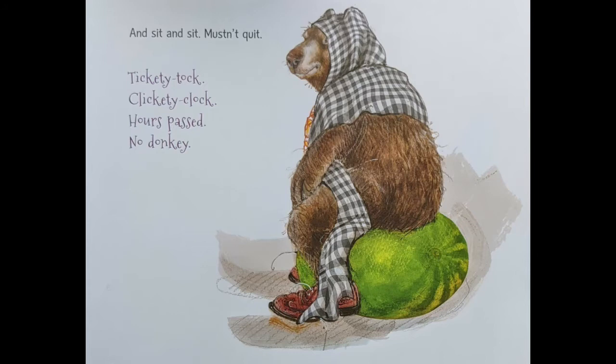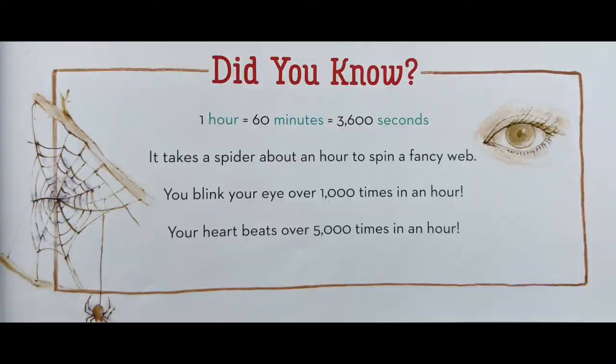Mustn't quit. Tickety-tock, clickety-clock, hours passed. No donkey. Did you know 1 hour equals 60 minutes, which is 3,600 seconds? It takes a spider about an hour to spin a fancy web. You blink your eye over 1,000 times in an hour. Your heart beats over 5,000 times in an hour.